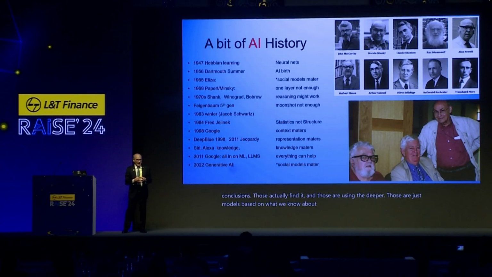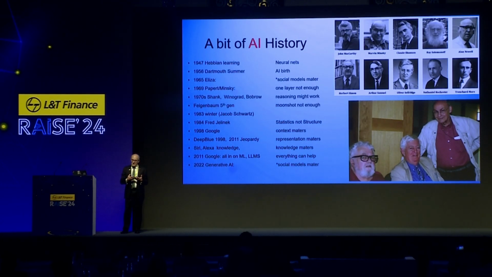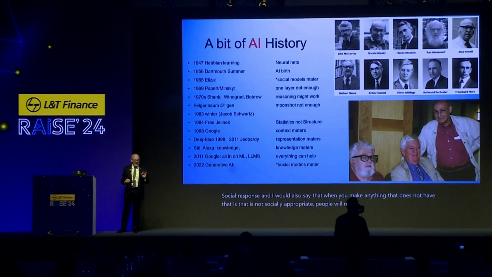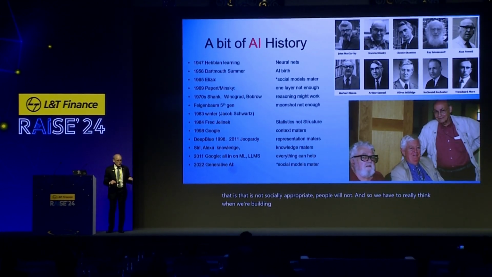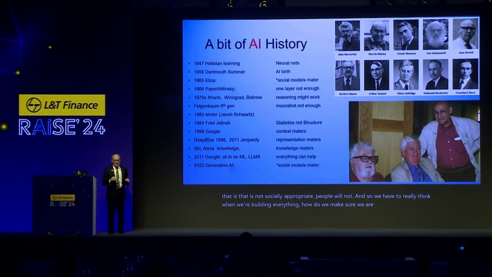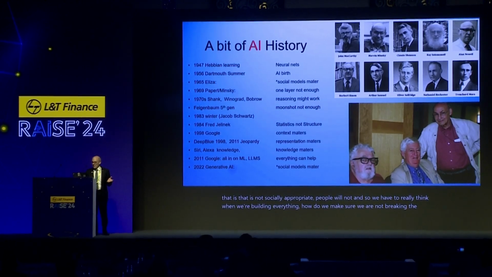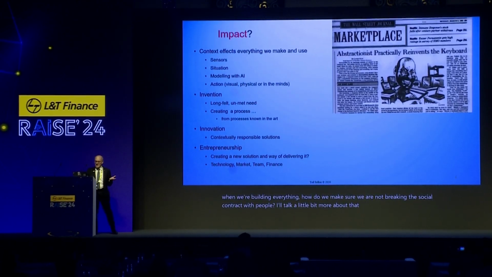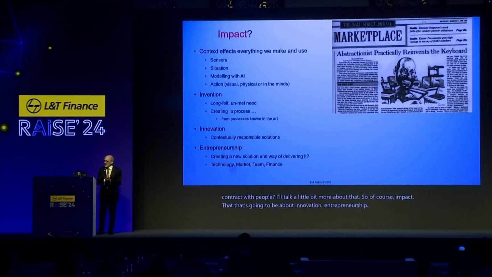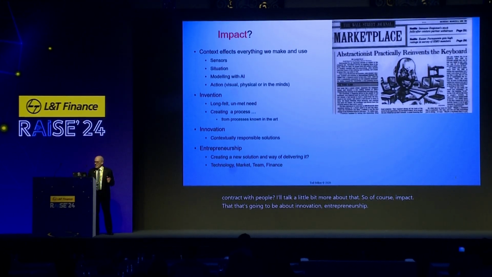And I would also say that when you make anything that is not socially appropriate, people will not use it. And so we have to really think when we're building everything, how do we make sure we are not breaking the social contract with people? I'll talk a little bit more about that. So, of course, impact, well, that's going to be about innovation, entrepreneurship, but I will just move on.